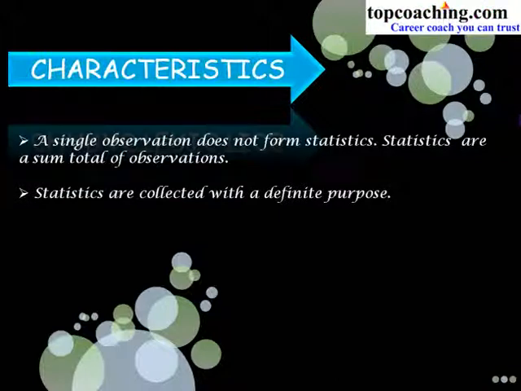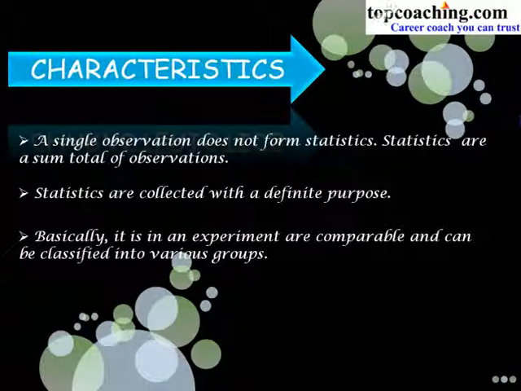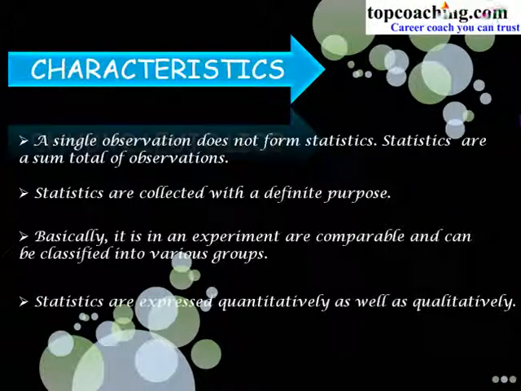The second one says stats are collected with a definite purpose. If we are collecting the data, then definitely we have a purpose or a goal to find something with the help of these data and facts and figures. Basically, the third one is that it is an experiment which are comparable and can be classified into various groups. And the last one says statistics are expressed quantitatively as well as qualitatively.